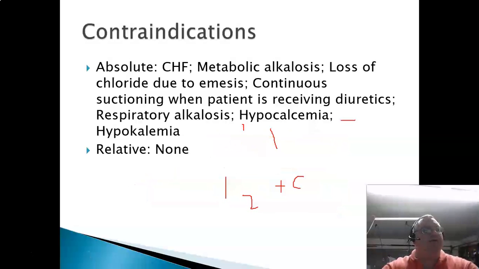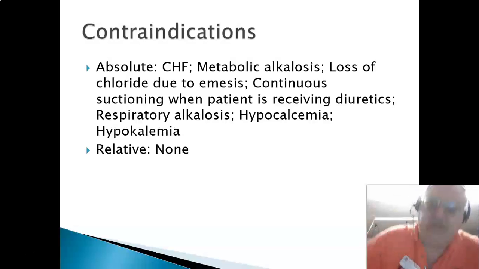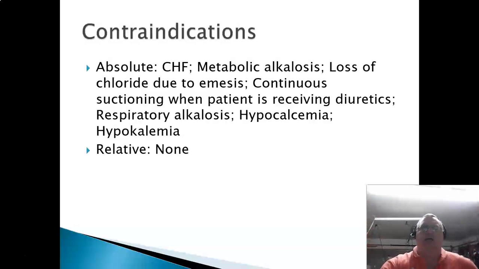All right, so now that we did that, let's talk about when we do, and more importantly, when you don't use it, all right? So when you don't use it, if you got CHF, if you got metabolic alkalosis, don't use it, okay? You want to use it in metabolic acidosis. Don't use it in metabolic alkalosis, all right? Loss of chlorine due to emesis. Hey, we talked about why that is, because again, it's going to absorb chlorine ions, all right? Continuous suctioning when the patient receiving diuretics, okay? We usually don't want to do that, okay?